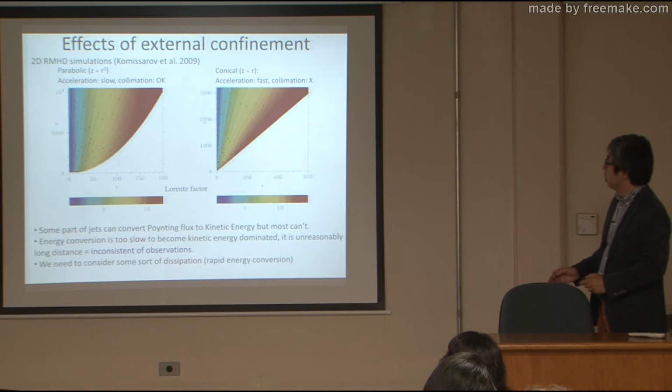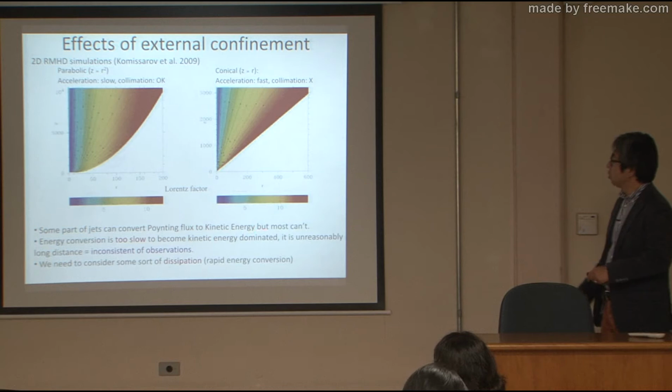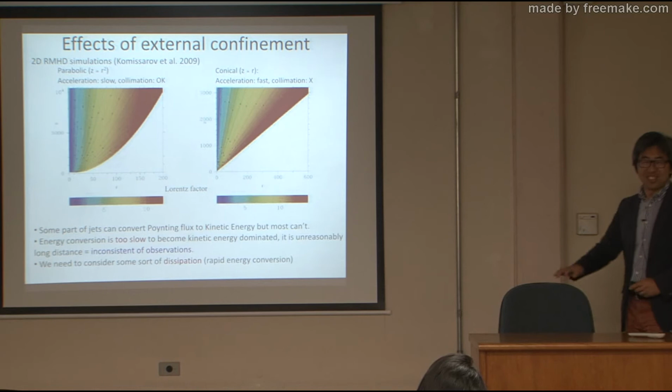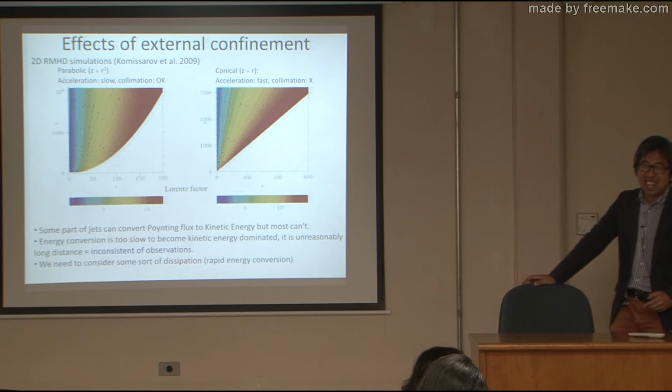Some part of the jet can convert the Poynting flux to kinetic energy, but mostly it is still a magnetic-energy-dominated region. So the energy conversion is too slow to become kinetic-energy dominated. It requires an unreasonably long distance, which is also inconsistent with current observations. So we need to consider some sort of dissipation, which is rapid energy conversion. I will talk about that later. So we go in this direction. Yes, it is a natural consequence. This is an important point of view.